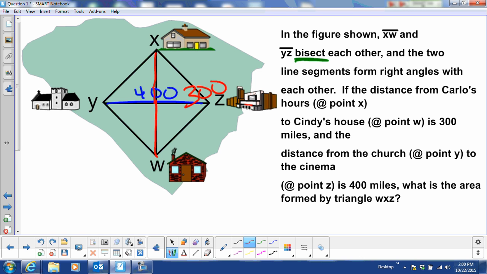So if I think about that a little bit further, remember that this is bisected. If the entire thing is 400, that would mean that this would have to be 200, that would have to be 200. And if this entire piece is 300, then this part would have to be 150 because it's the same as the bottom part of 150. So I'm going to erase all this and let's put that down. So I know that from here to here is 150 miles. From here to here is 150 miles.